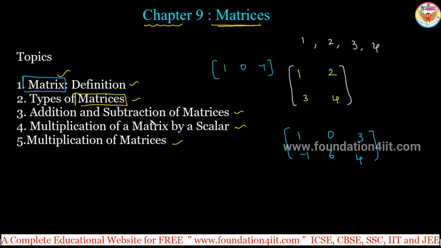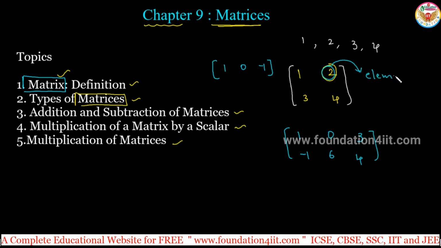Each number or entry in the matrix is called an element. Every number that is entered in this matrix you can call an element. These elements can be numbers or small letters, even alphabets you can use, in small case.